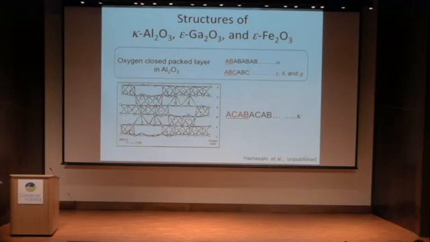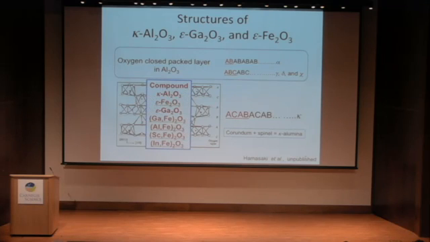So we can say that this kappa alumina structure is composed of corundum and spinel. This is a compromise of two structures. Anyway, this is the explanation for the structure. As far as I know, the compounds with the kappa alumina structure are given like this. And the last three compounds were recently synthesized by our group.